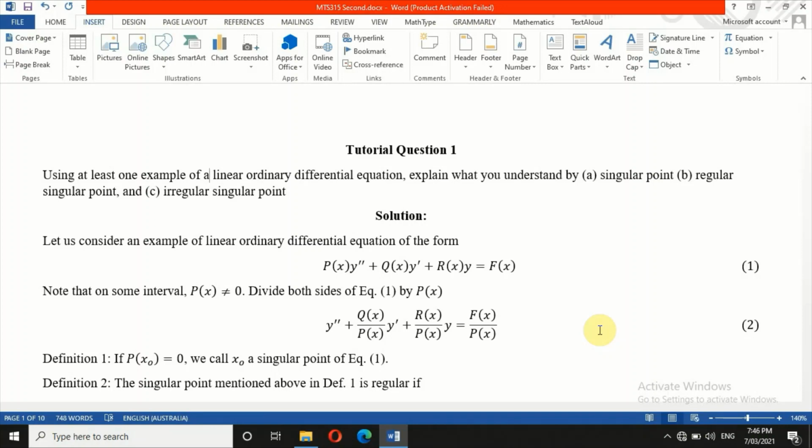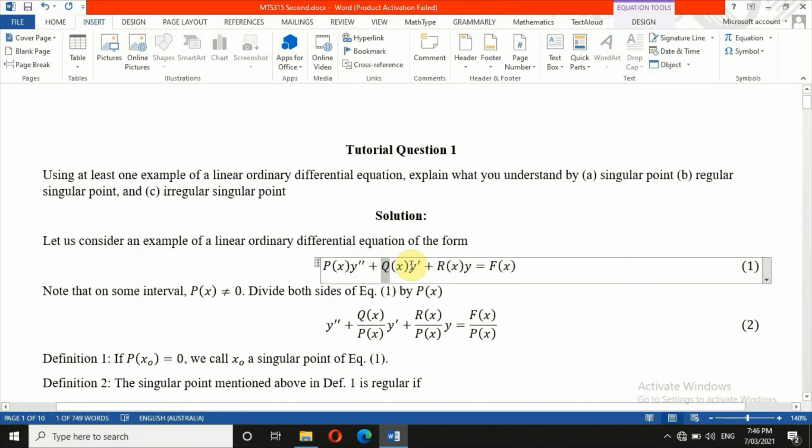Now, look at the answer to this question. In the question, you have to use one example of a linear ordinary differential equation. So let's look at equation 1 now. You see that equation 1 is actually a linear differential equation. p(x) is a function, q(x) is a function, r(x) is a function, and f(x) is a function. In this case, p(x) should not be 0.